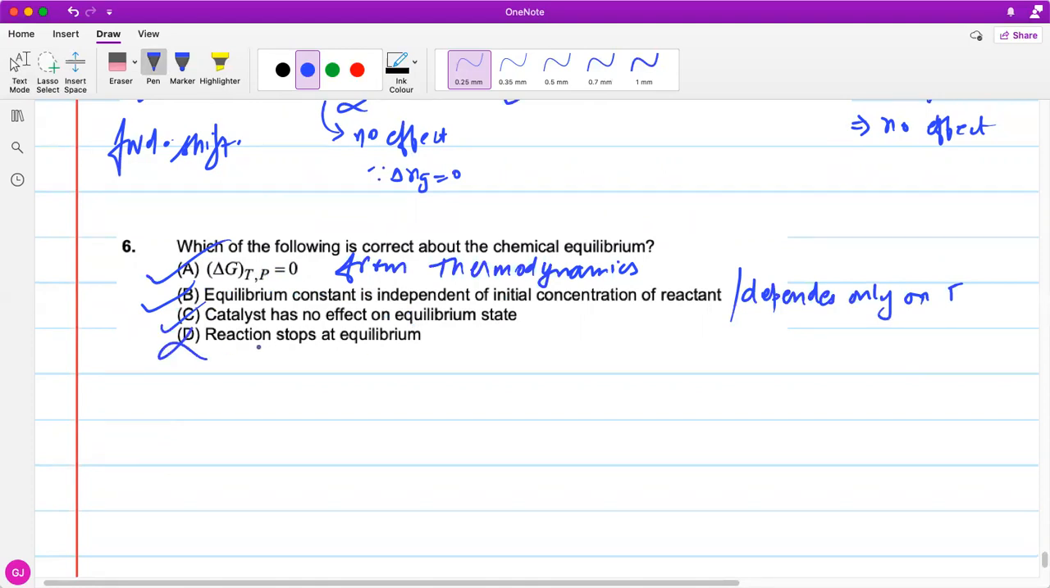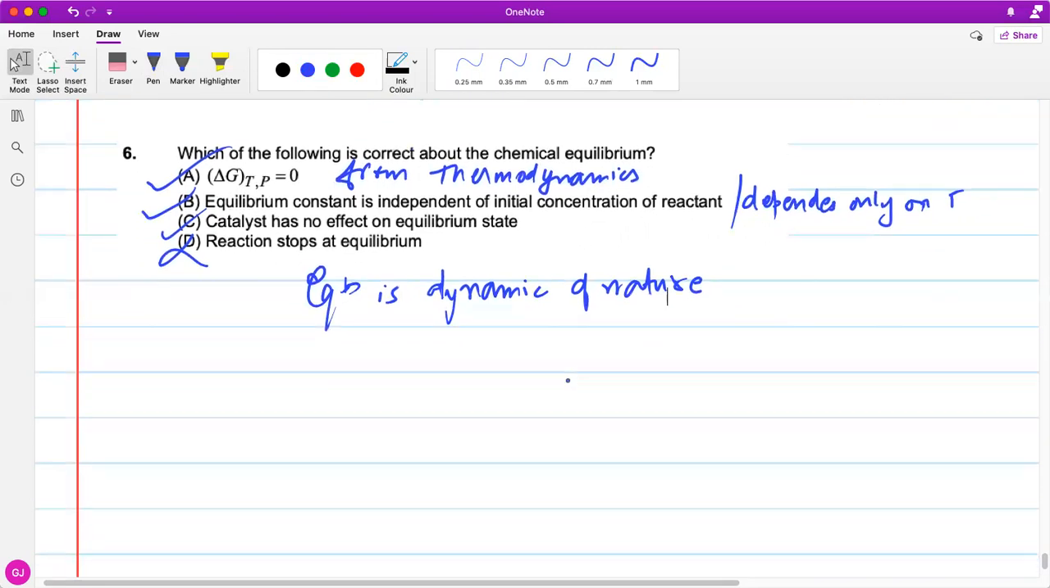And reaction stops at equilibrium. Well, no. Equilibrium is dynamic in nature, right? So the rate of reactions don't become 0, right? They just become equal and opposite. Forward reaction as well as backward reaction.